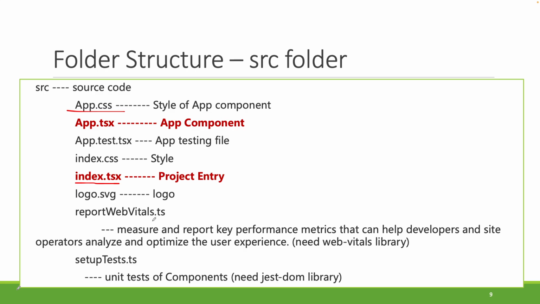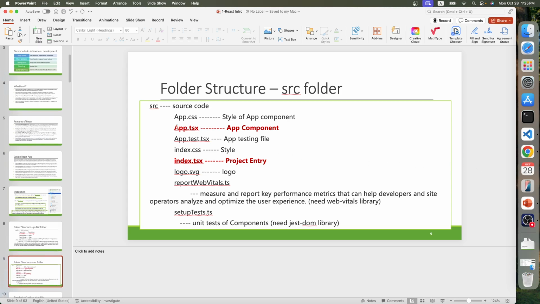And reportWebVitals, which measures and reports key performance metrics that can help developers and site operators analyze and optimize the user experience. We don't need it. And this .test.ts is a unit test of components. We don't need it. So here, let's go back to our src. The two things you really need are app.tsx and index.tsx.